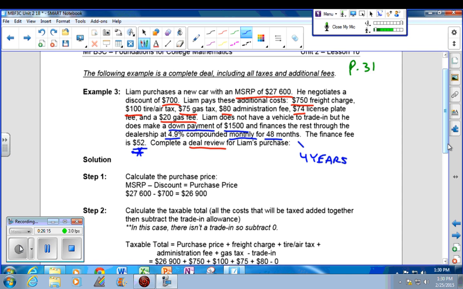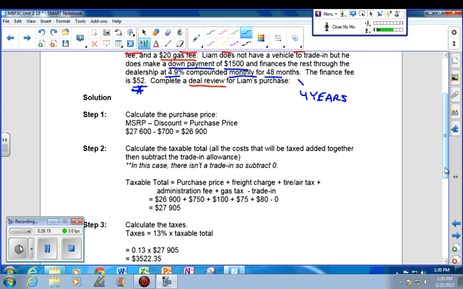Okay, so we have all the information. So we're going to do this step by step. Now, when it shows these steps, if you flip over the page, they're just following the deal review. They're going down the left-hand side right now. So don't worry about having to memorize all these steps. All we're doing is the deal review.